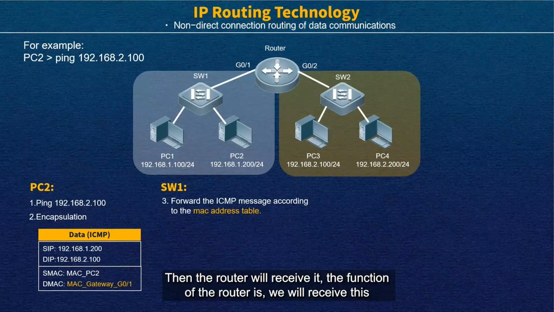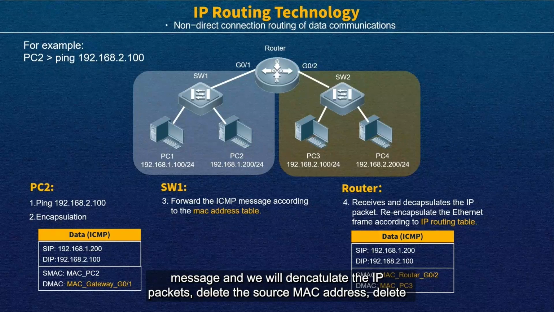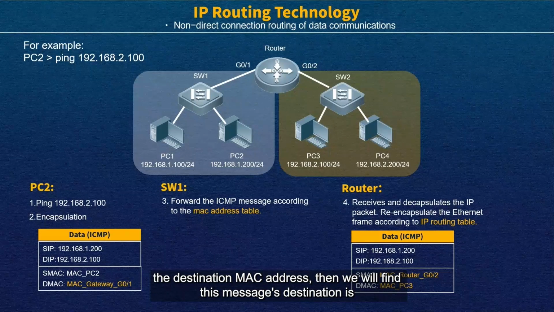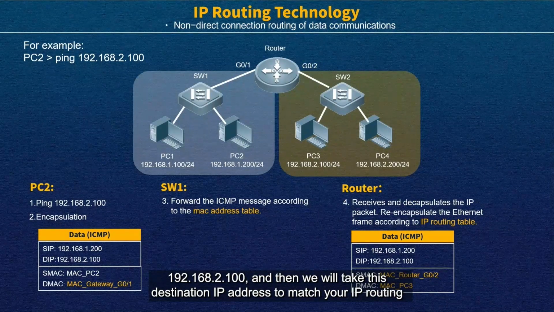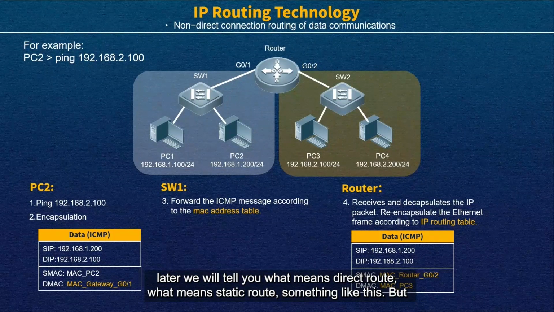Then the router will receive it. The function of the router is to receive this message and de-encapsulate the IP packet, deleting the source MAC address and the destination MAC address. Then it will find the destination is 192.168.2.100, and take this destination IP address to match against the router's IP routing table. The router will find the routing information because we have direct routes. Later we will explain what direct routes and static routes mean.